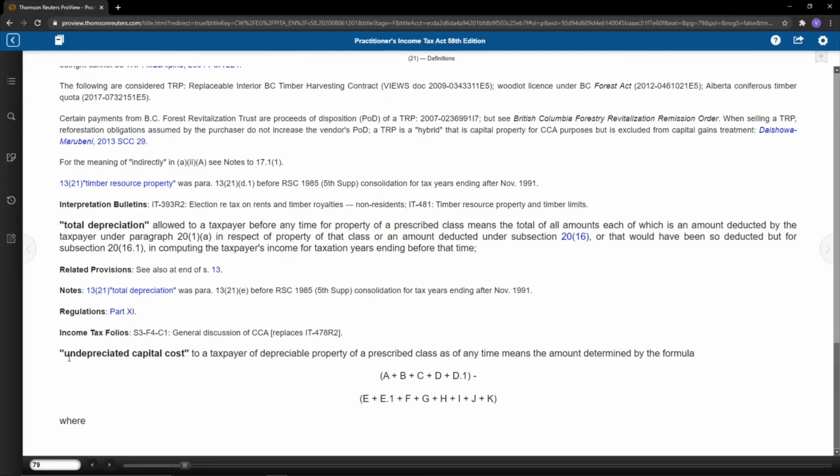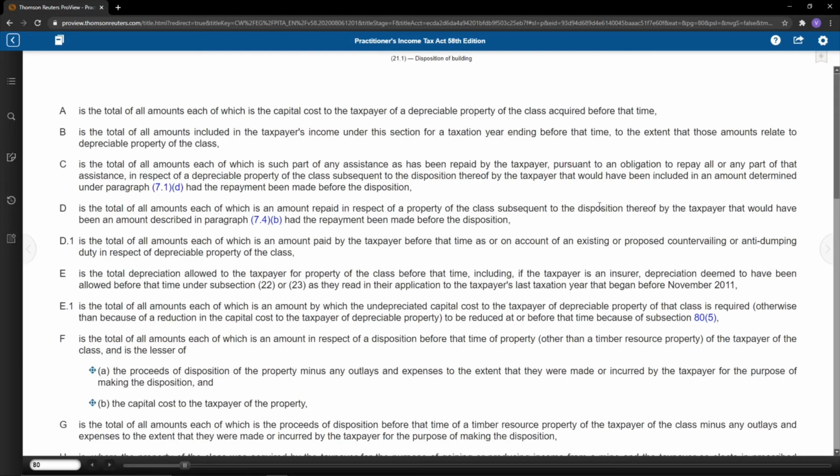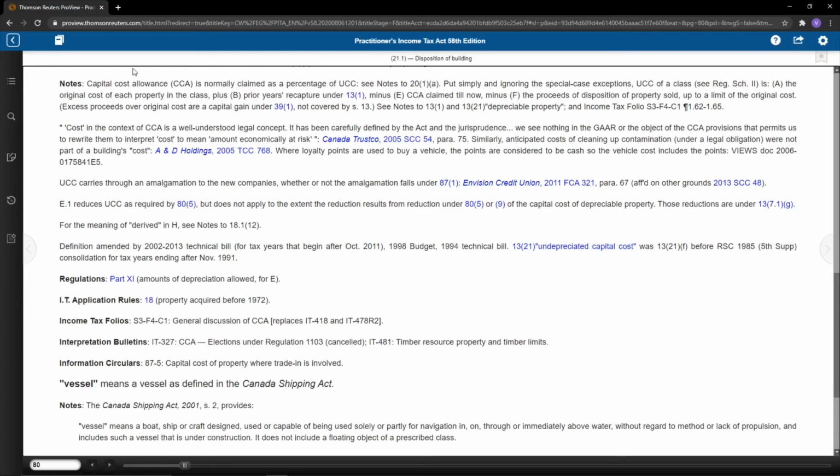You'll note here that the undepreciated capital cost to a taxpayer of a depreciable property of a prescribed class as of any time means the amount determined by the formula, and you're looking at a formula that's going to be a lot more involved than anything you'll find described in an introductory taxation textbook. You don't need all elements of this formula for intro tax. Still, if you forget what any elements are, you can always flip the page to find each term defined. And you might find the notes to be somewhat helpful as well.